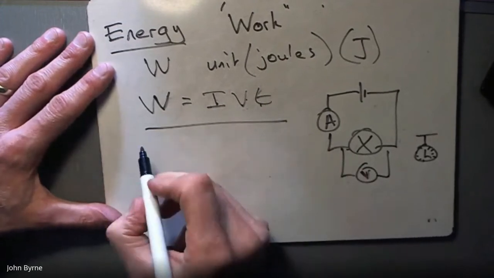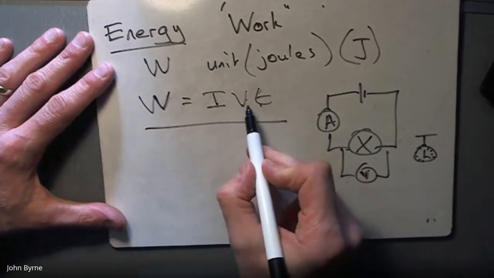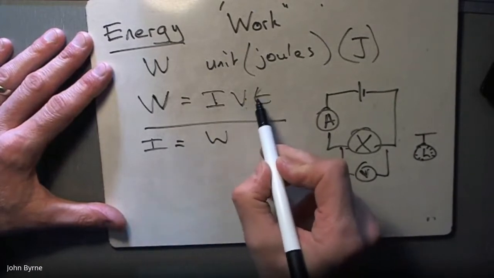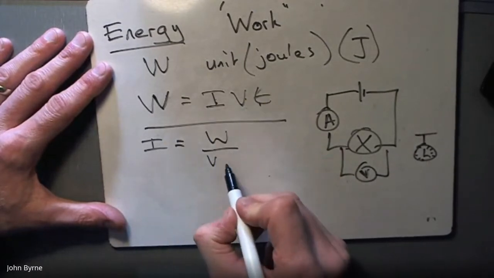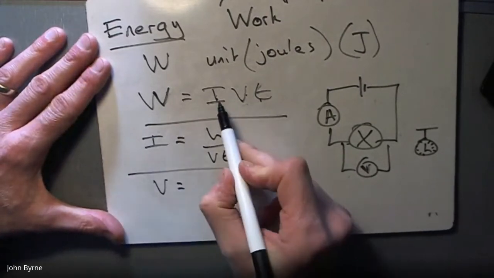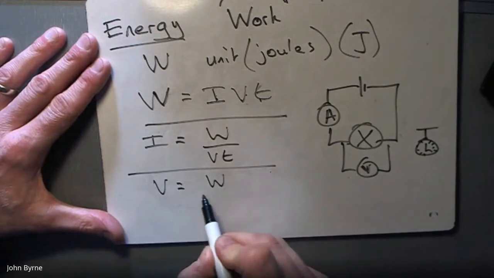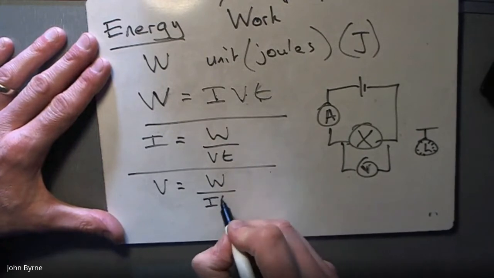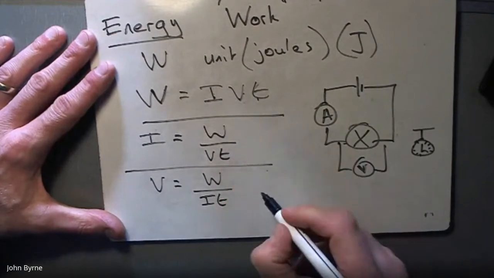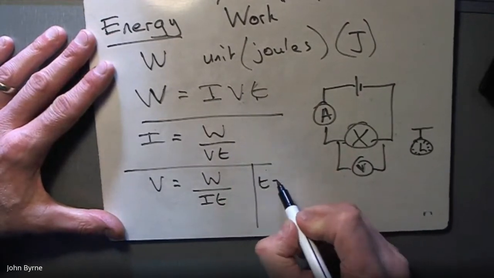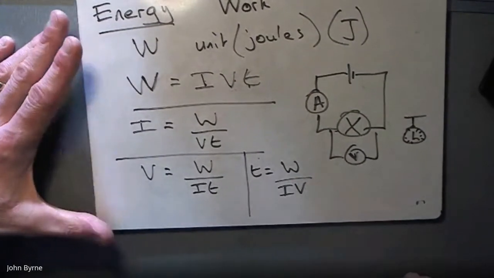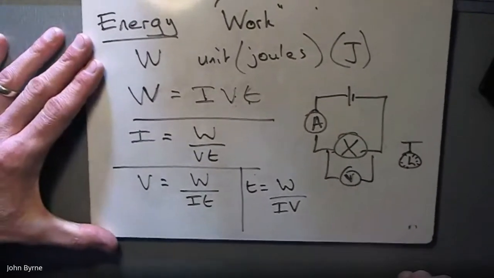All right, rearranging it, if we wanted to make I the subject, we just divide by V times T. So V and T cancel on this side, and come under here. If we want to work out V, very similar, we just divide by I and T. So W is always on top. Lastly, if we want to work out the time, we just divide both sides by I and V. Energy in joules divided by current times voltage.